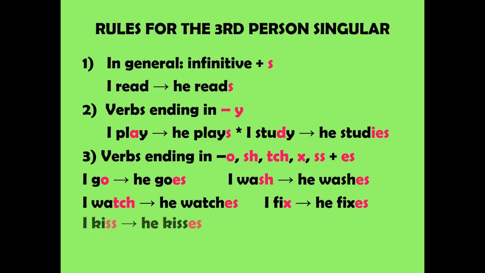Number 3, verbs ending in those letters. So we have I go, third person, he goes. I watch, third person, he watches. I kiss, third person, he kisses. Then we have I wash, third person, he washes. I fix, third person, he fixes. As you can see, those verbs are ending in those letters, so you have to write them like that.